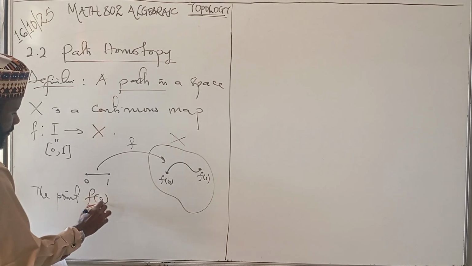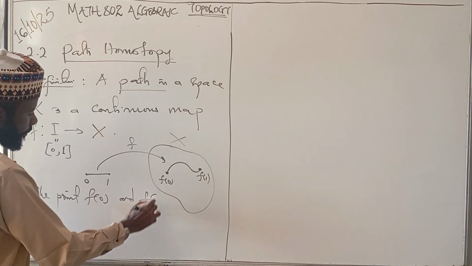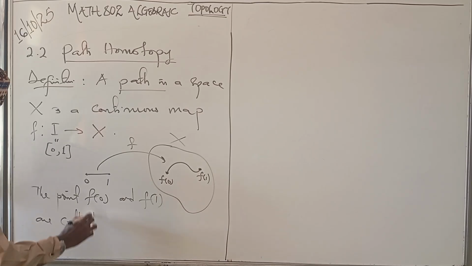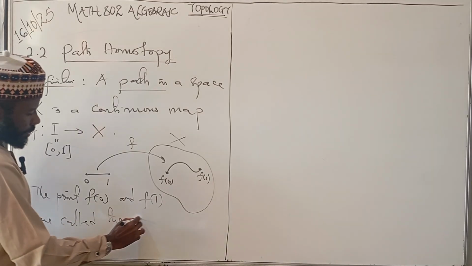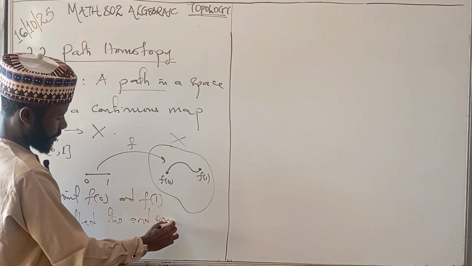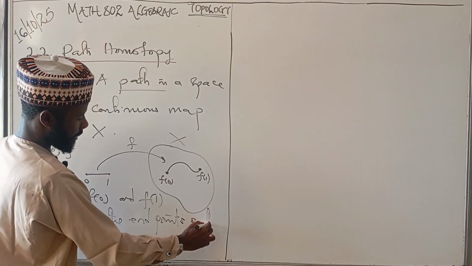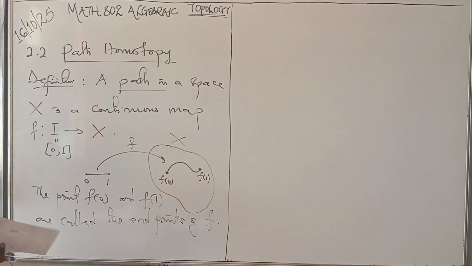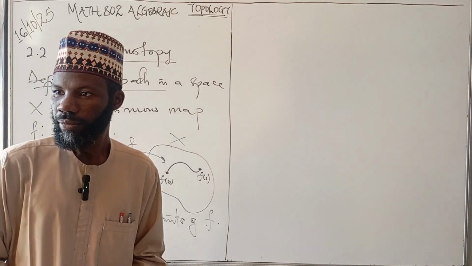The points f of 0 and f of 1 are called the endpoints of the path, of f, the path itself. So that is what we mean by a path.